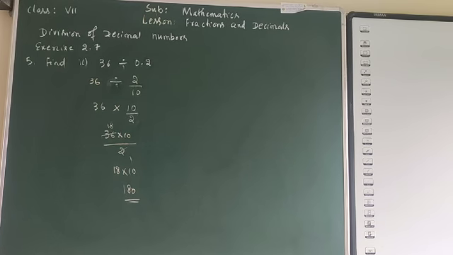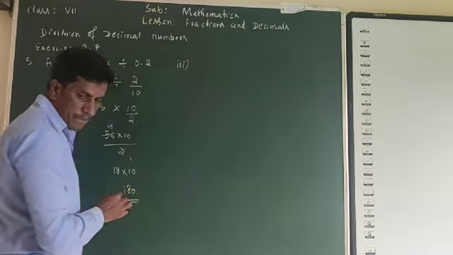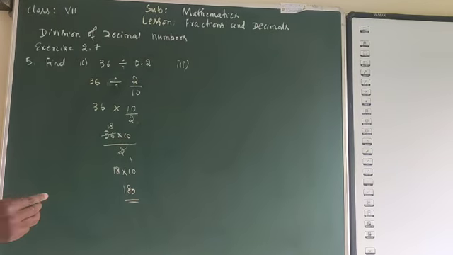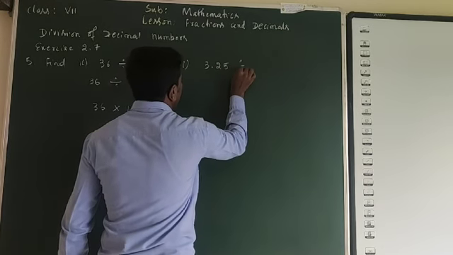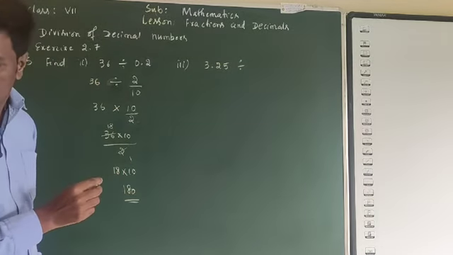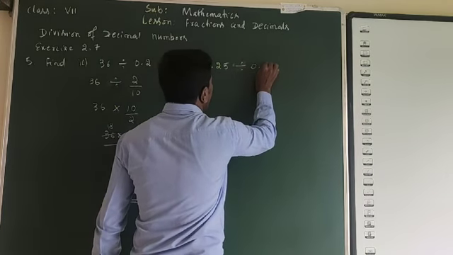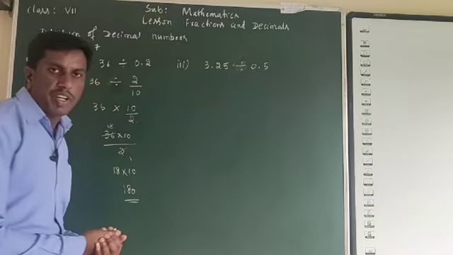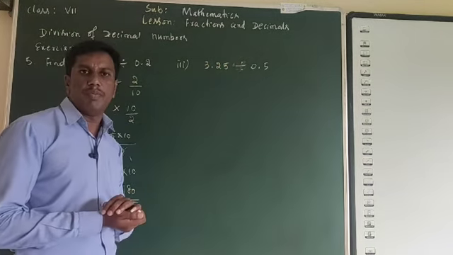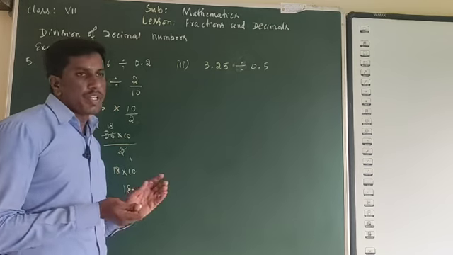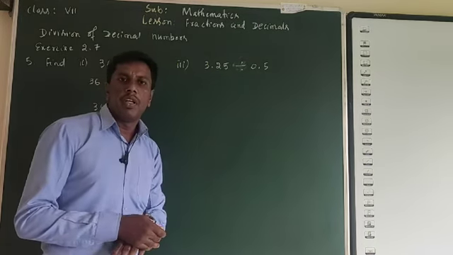So we'll go for the third question. 3.25 divided by 0.5. Now both are decimal numbers. So what is the first step we need to do? We should convert both the numbers into a fraction form.